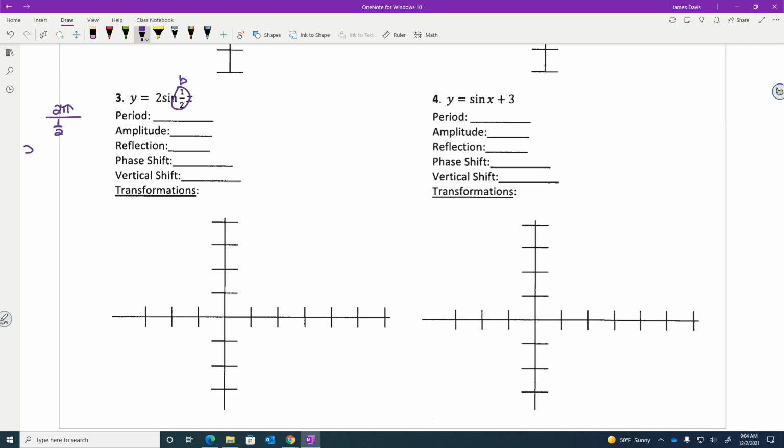So you do have to keep change flip. So keep the top, change it to multiplication, flip it. 2 pi times 2 is 4 pi. So that's what we want to write. 4 pi.